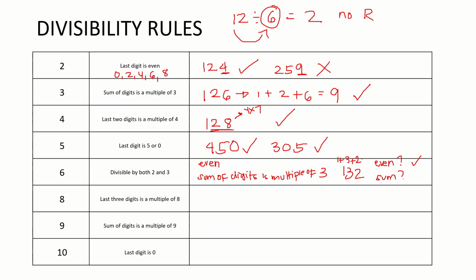And 6 is a multiple of 3. So that means it's also divisible by 3. So it satisfies both conditions for 2 and 3. That means 132 is also divisible by 6.